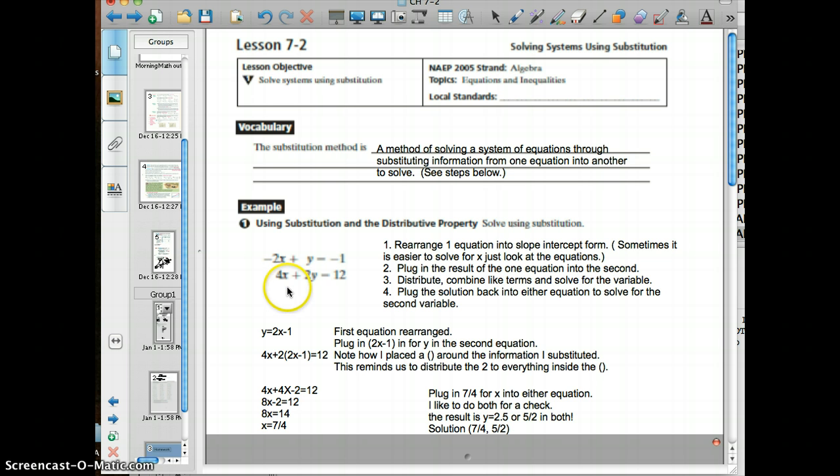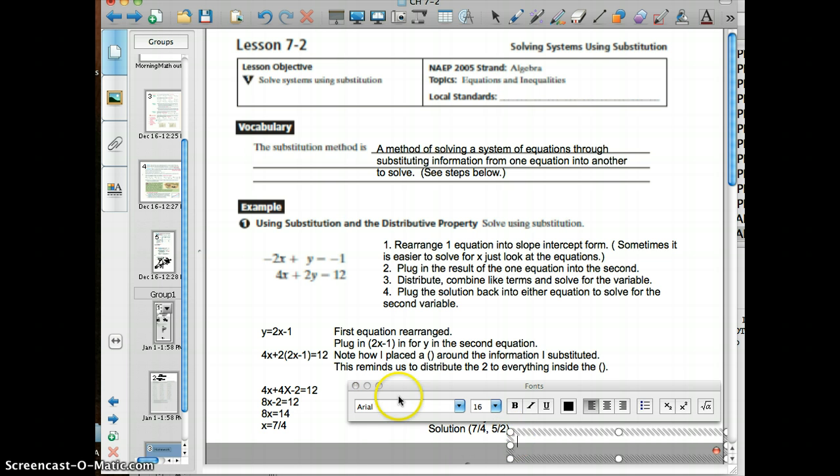So then let's plug it in down here, and we get 4 times 7/4. Well, 4 times 7/4 is 7, plus 2 times y equals 12. So if we subtract 7 from both sides, we get 5 over here. We get 2y equals 5. When we divide both sides by 2, we get y equals 5 halves again. So we know we did it right. So our solution to this is the point 7/4, 5 halves.